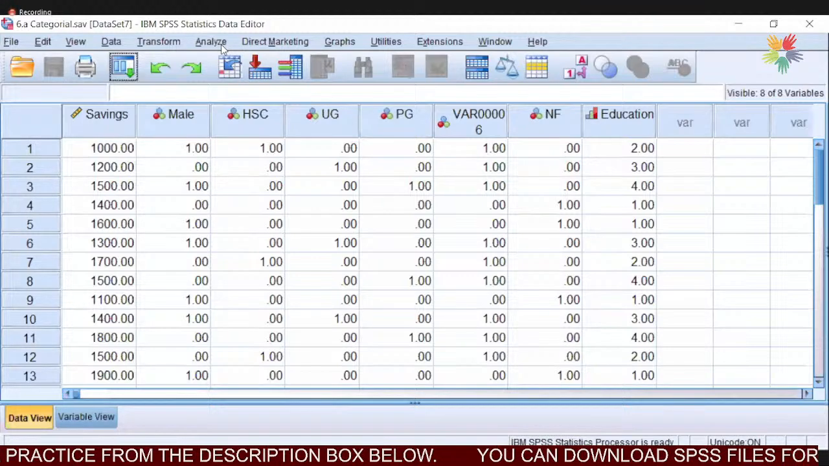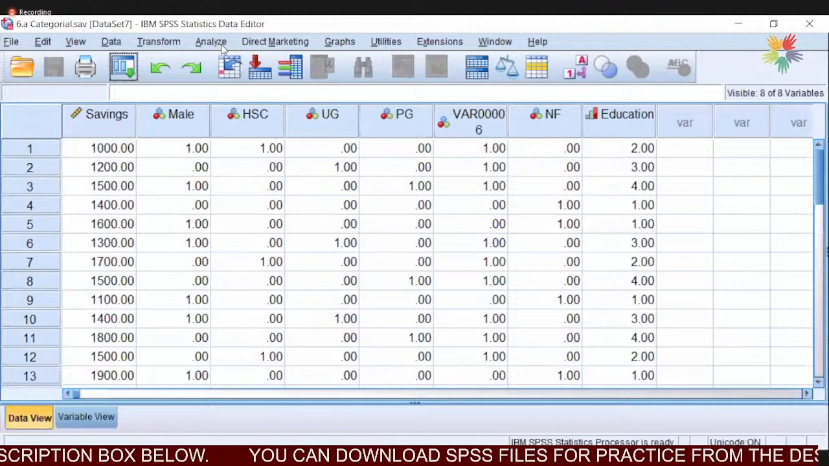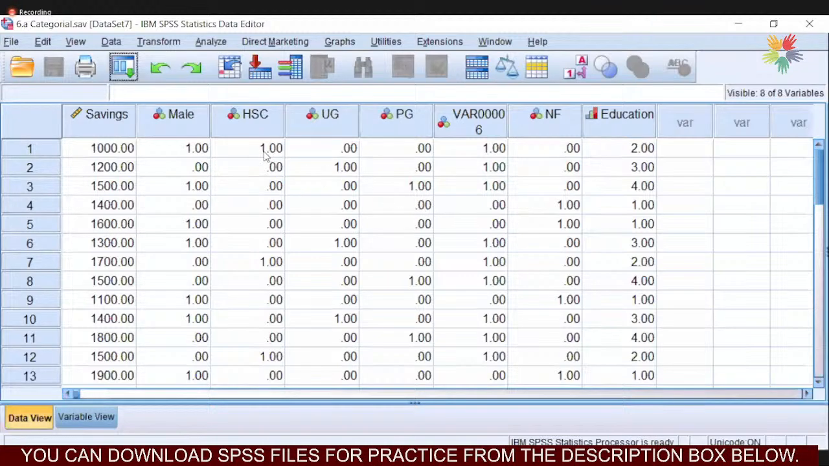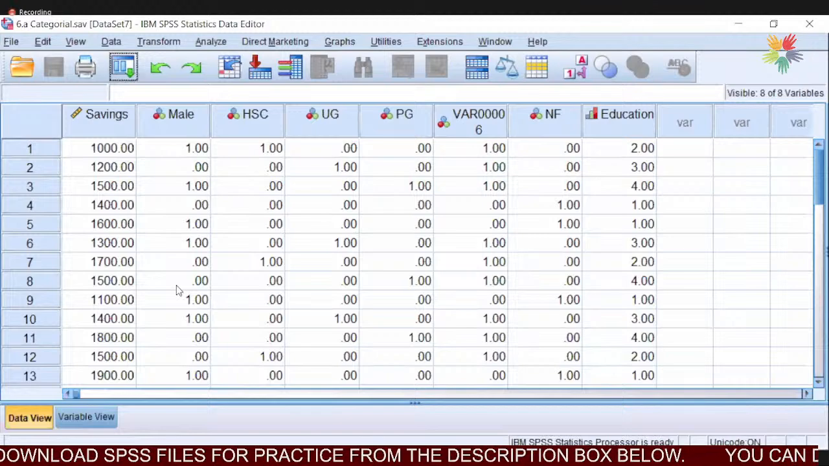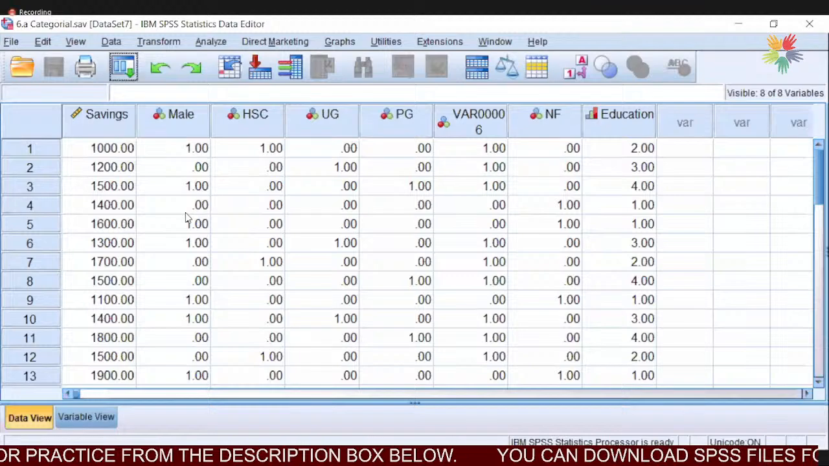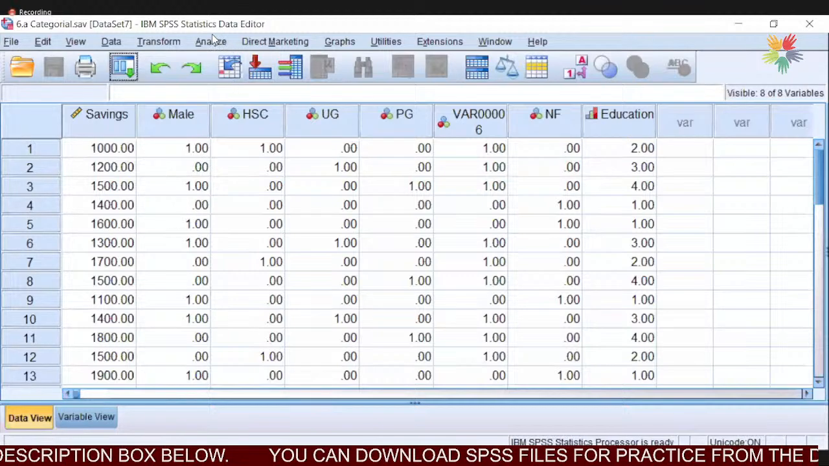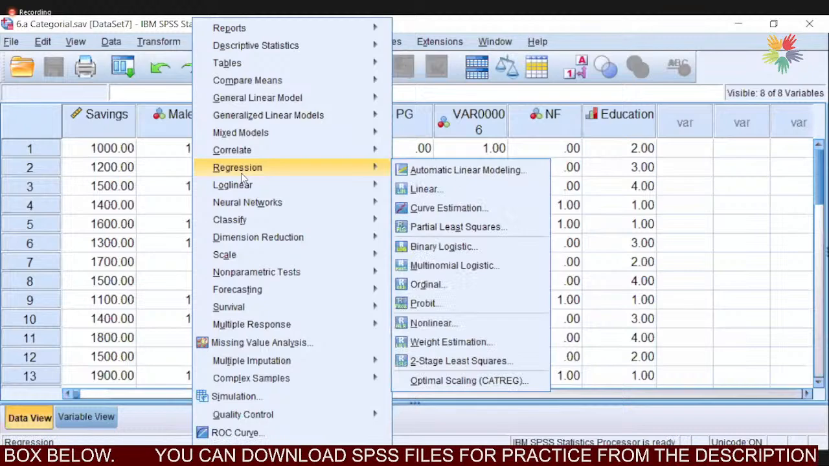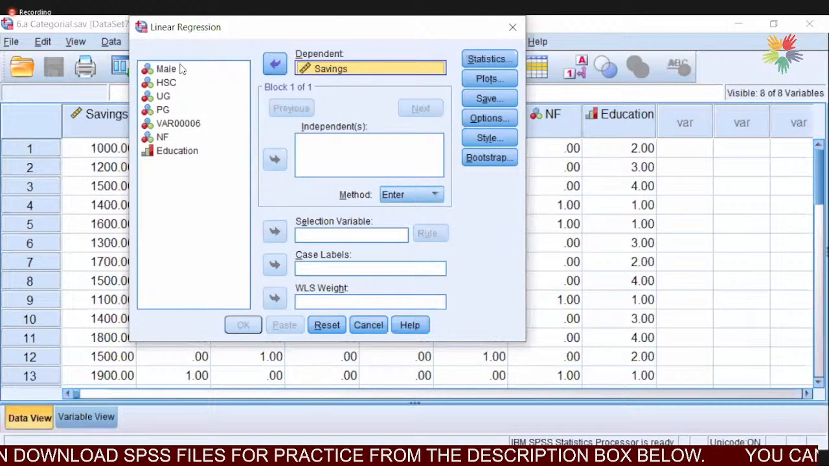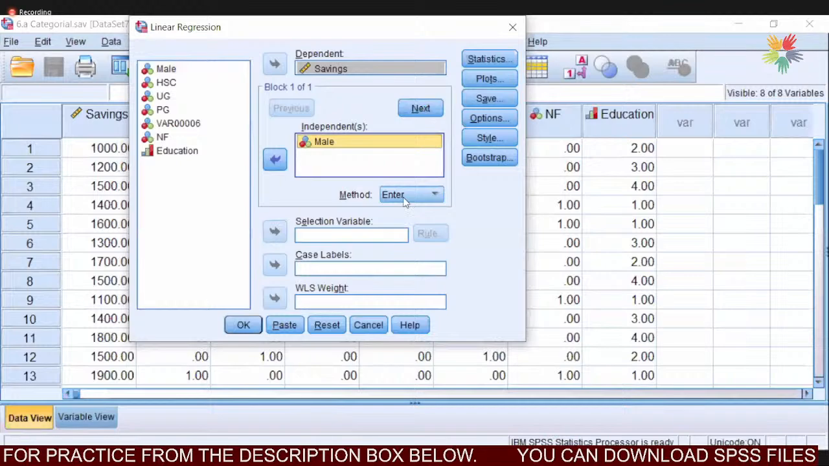Now let me use a regression. So create a dummy. How to create a dummy? N-1 dummy. First, let me teach. My categorical variable is gender, which has two categories, so I have created one dummy, which is a male dummy. Whenever there is a male, I will put 1. If it is not male, I will put 0. Now analyze, regression, linear. My dependent variable, and my dummy as the independent variable.